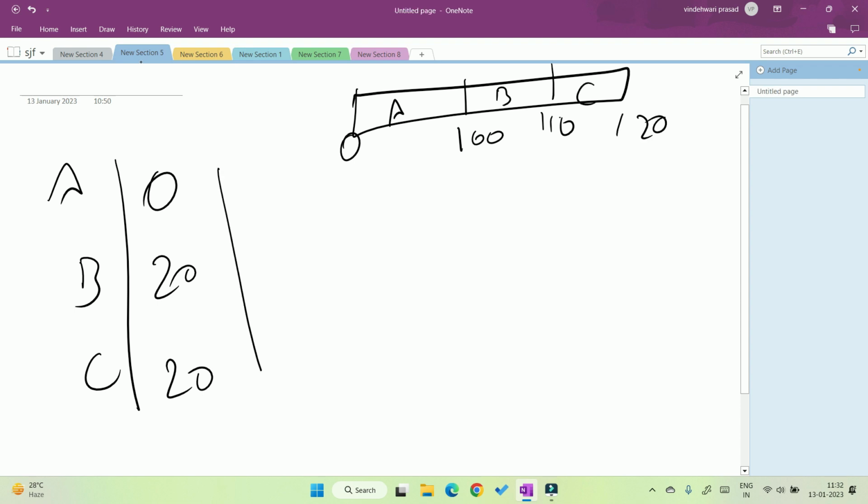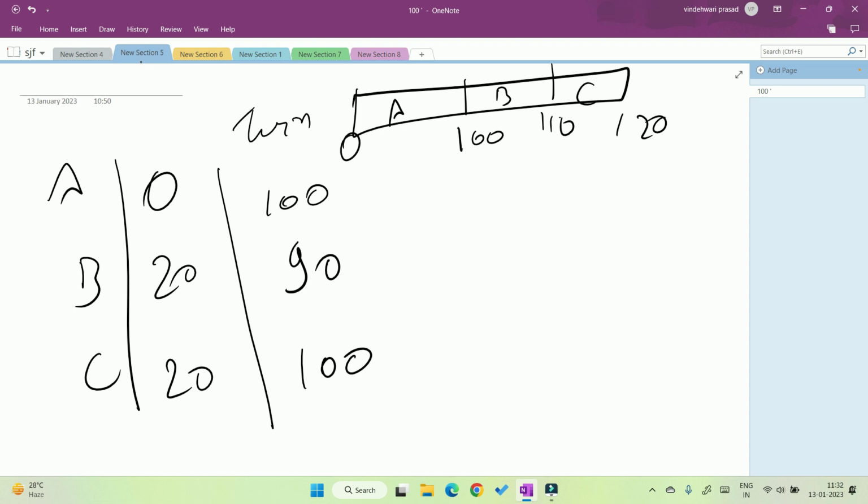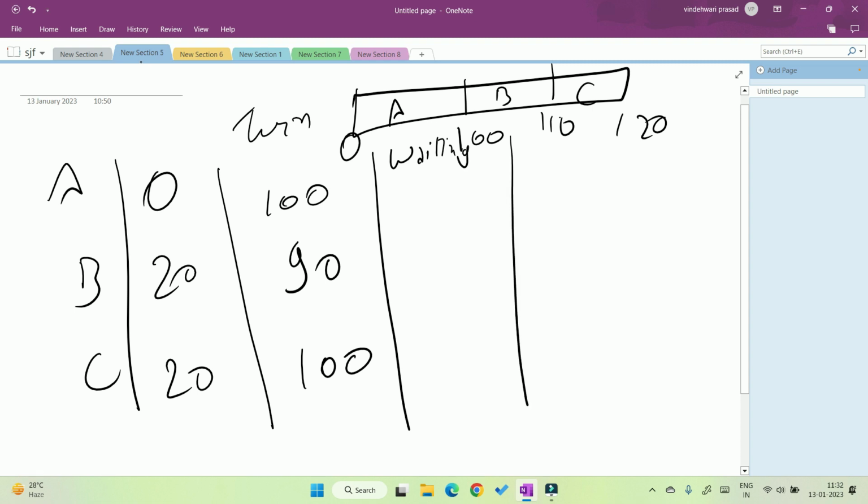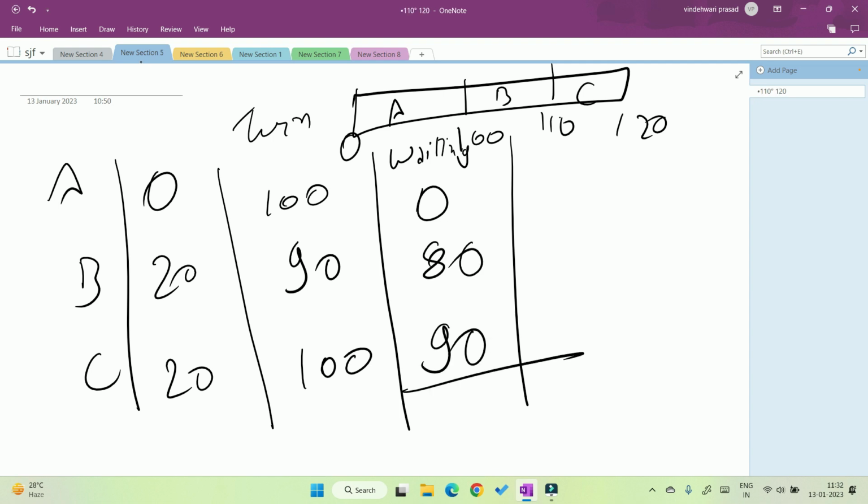So now the turnaround time will be 100 minus 0, 100, and 110 minus 20, 90, 120 minus 20, 100. Waiting time will be turnaround time minus burst time: 100 minus 100, 0, 90 minus 10, 80, 100 minus 10, 90. So now you see that the same shortest job first algorithm faces the similar problem that first come first serve faces, that is starvation or convoy effect.